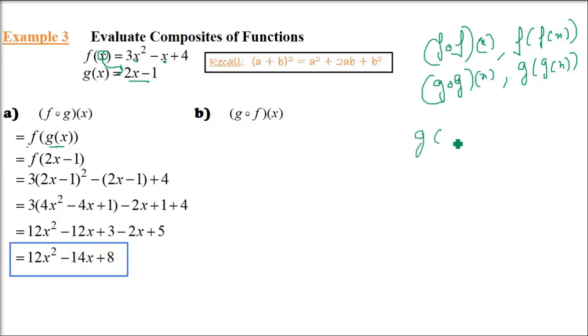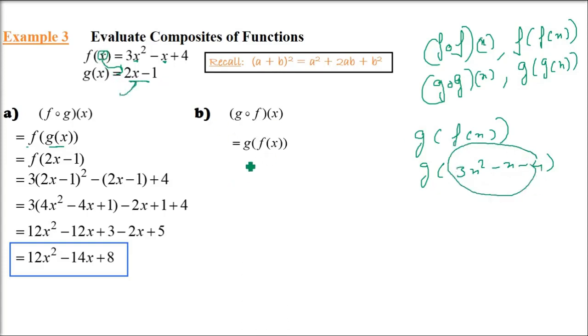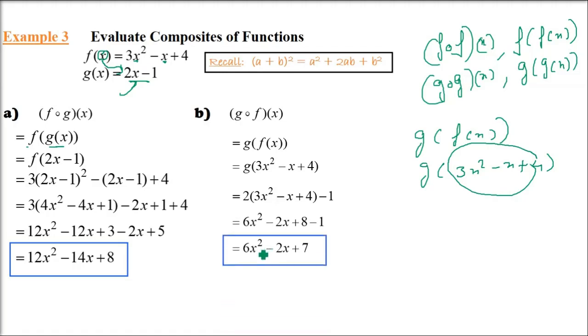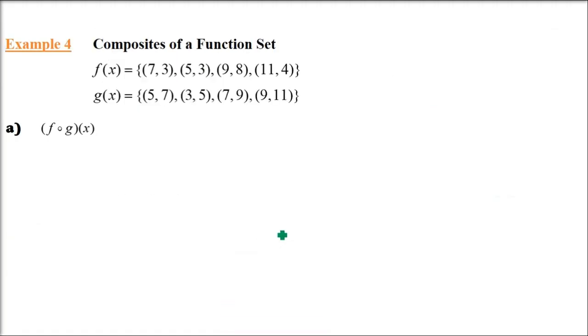Now g of f(x). Now you have to take this f(x) and put it inside g(x). So take this f(x), wherever x is in g(x), put this f(x) inside it. Now in this 3x square minus x plus 4, you have to put 2x minus 1 at every x, because this is g of f(x). In place of x you have to put 2x minus 1, and you will get this expression.